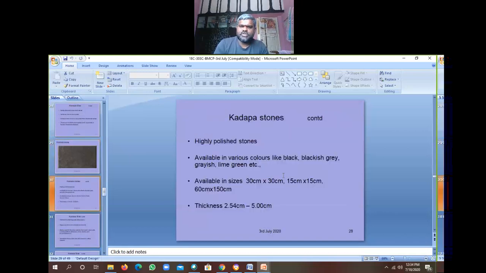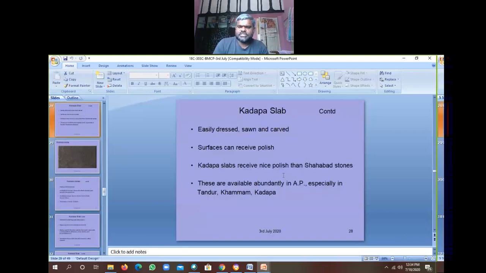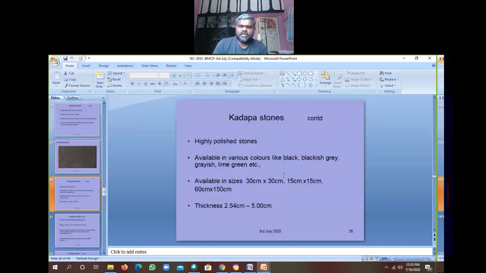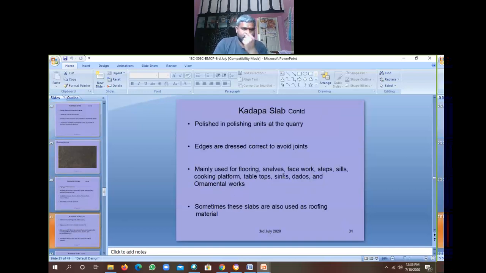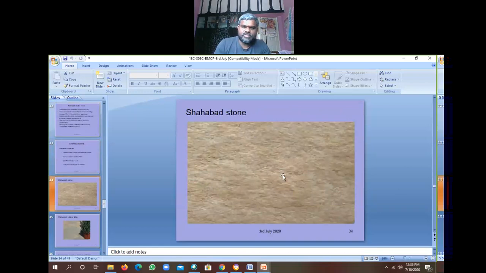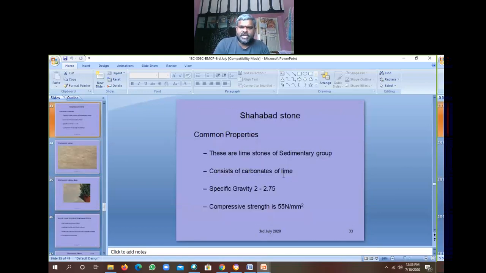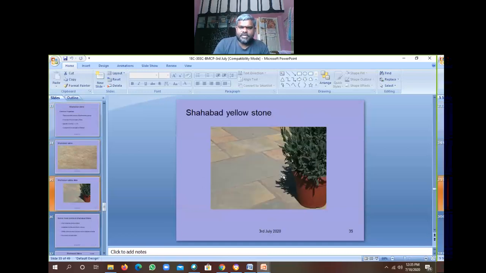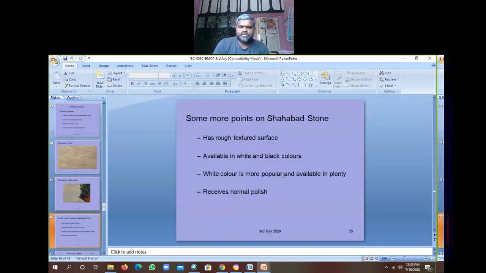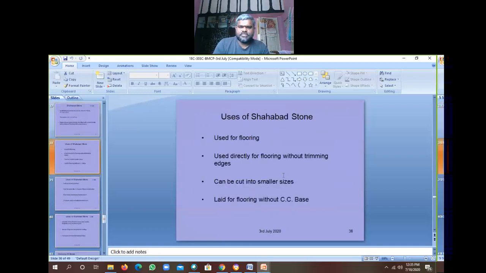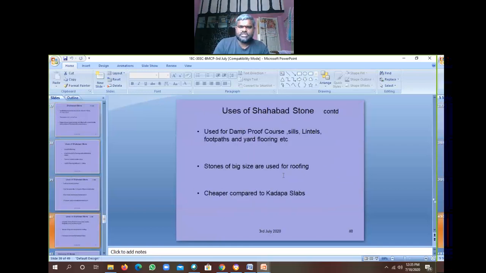Kadapa stone is a highly polished material, but Tandur stone cannot be highly polished. So Shahabad stone or Tandur stone, what we say, right? But here we see the thickness may be more in Shahabad stones. So these are some uses of Shahabad stones we have also seen.